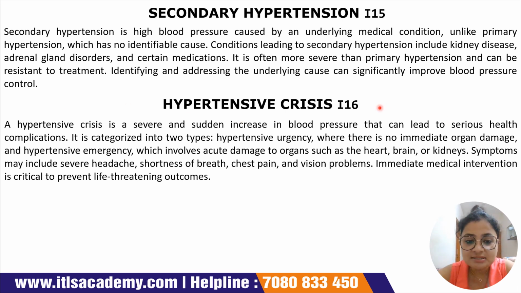Next important disease that we need to know about is hypertensive crisis, the code for which is I16. So it is a severe and sudden increase in blood pressure that can lead to serious health complications, and it is characterized into 2 types. What are they? Hypertensive urgency and hypertensive emergency. So urgency में क्या होगा? When there is no immediate organ damage, and emergency में there will be acute organ damage, multiple organ damage rather, heart, brain and kidney.